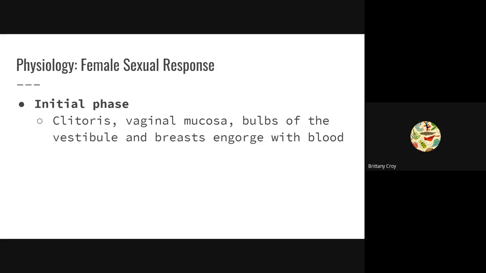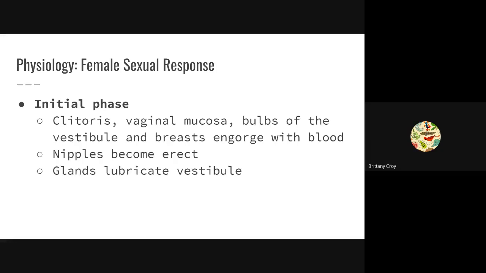Finally, physiology, the female sexual response. In the initial phase, a lot of things happen. The clitoris, the vaginal mucosa, which is the inside of the vagina, the bulbs of the vestibule, and the breasts are all going to engorge with blood, and some of those structures will actually become erect, like the nipples. And the glands are going to secrete mucus that lubricates the vestibule, facilitating intercourse.